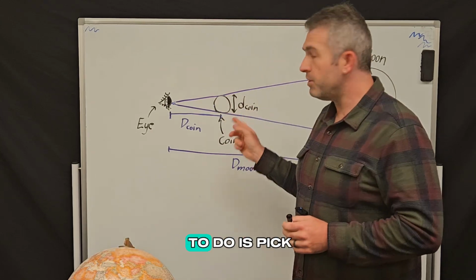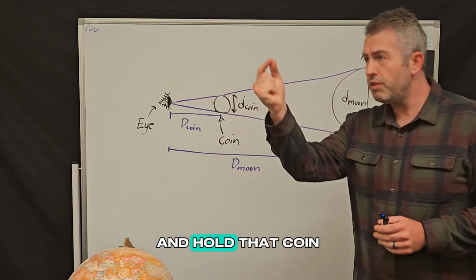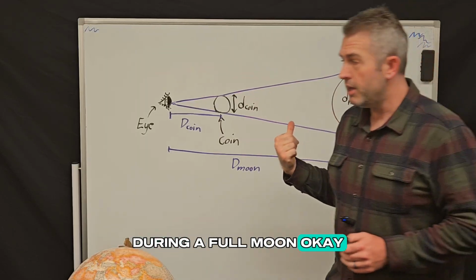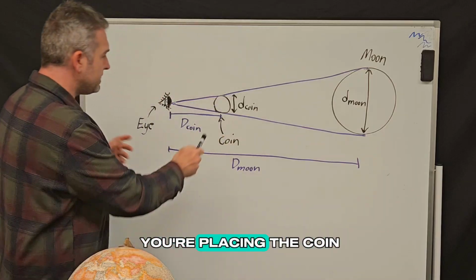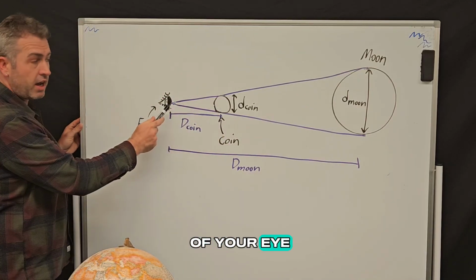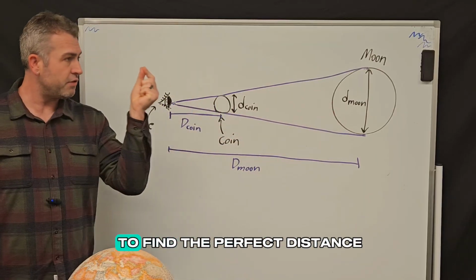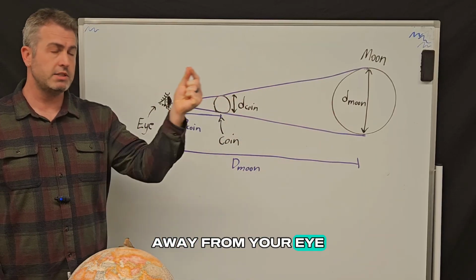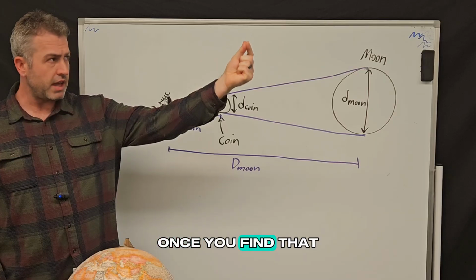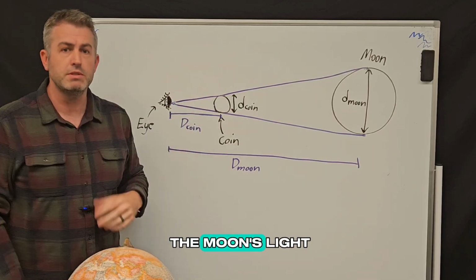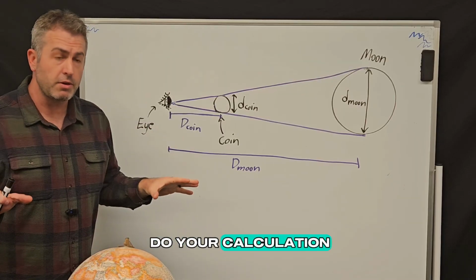So all you have to do is pick up a coin and hold that coin out in front of your face during a full moon, okay? So the idea is you're placing the coin directly in the path of your eye and you're trying to completely block out the moon, which means you have to find the perfect distance away from your eye to hold that coin. Once you find that perfect distance where the coin just blocks out all of the moon's light, you are ready to do your calculation.